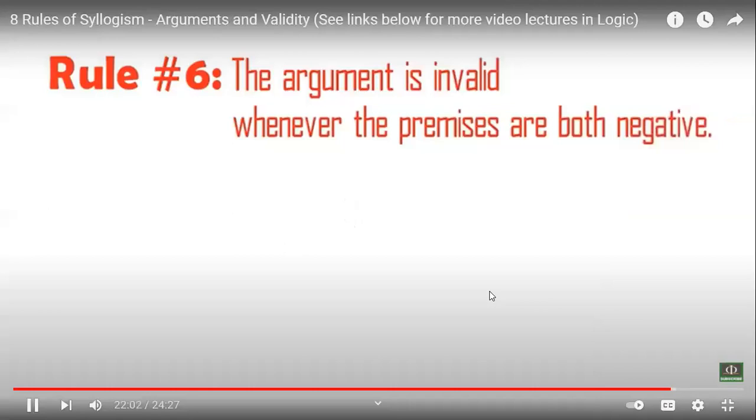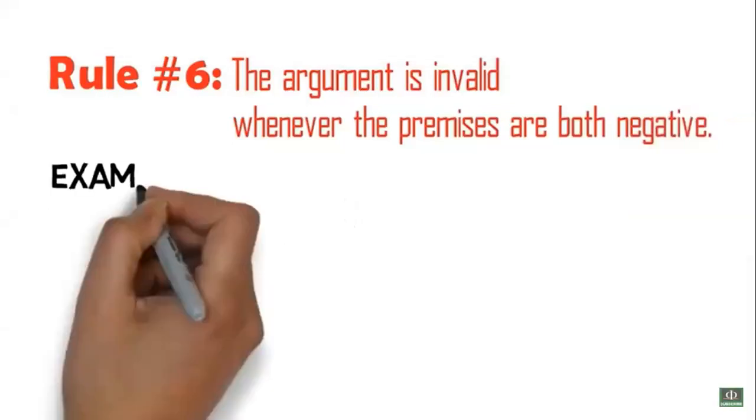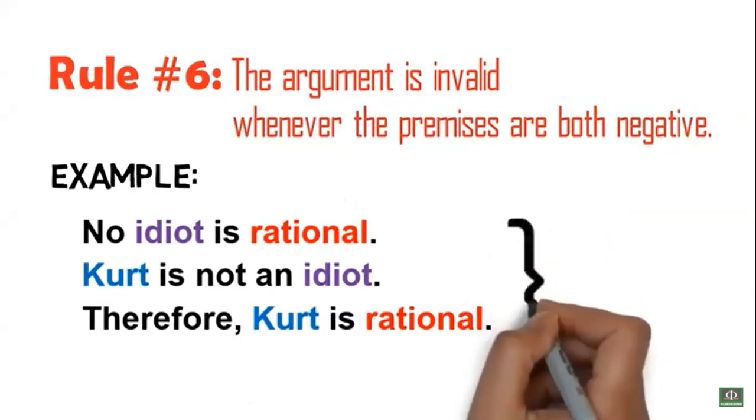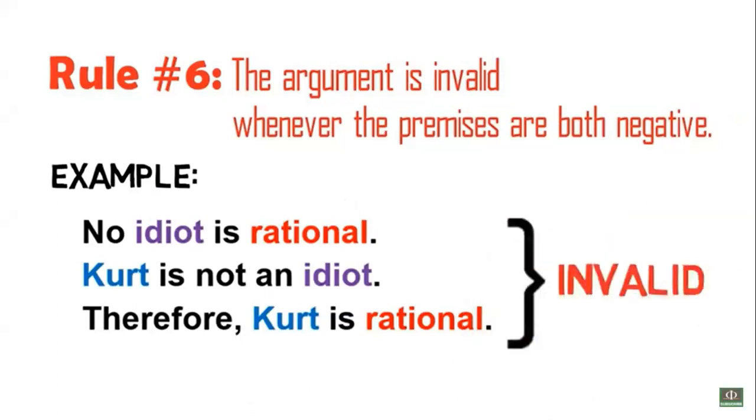Example. No idiot is rational. Kurt is not an idiot. Therefore, Kurt is rational. Obviously, this syllogism is invalid because both premises are negative.